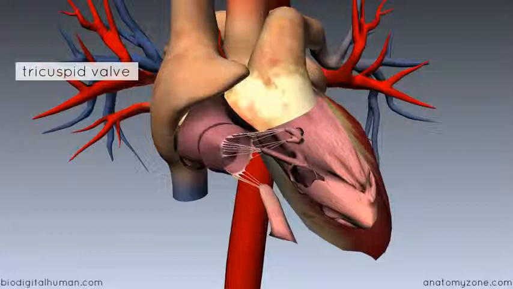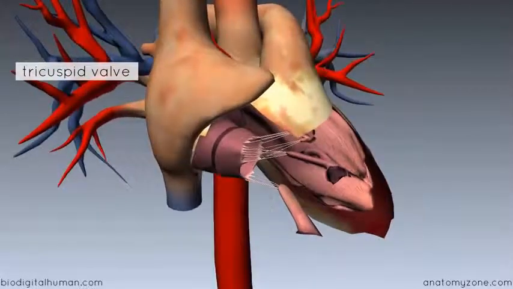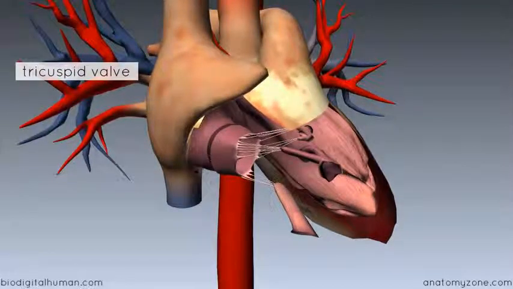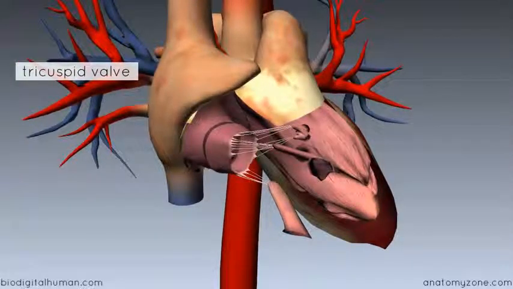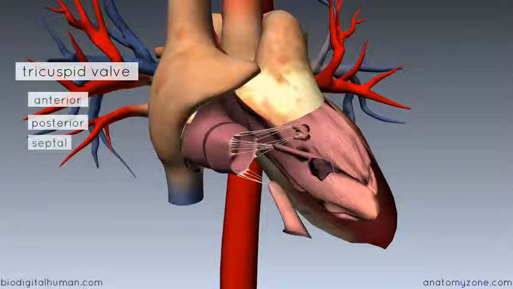So I've just dissected away the wall of the right ventricle, and we can see this tricuspid valve here. It's called tricuspid because it has three cusps. So it's got an anterior, a posterior, and a septal cusp. The septal cusp is called septal because it's closer to the ventricular septum, so it's on the septal side.